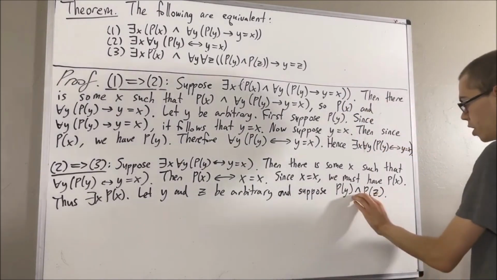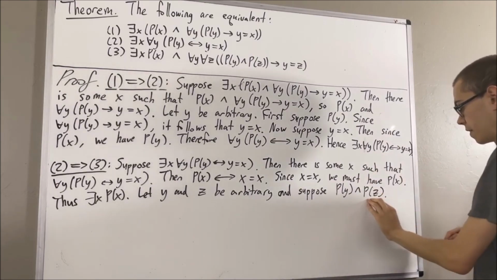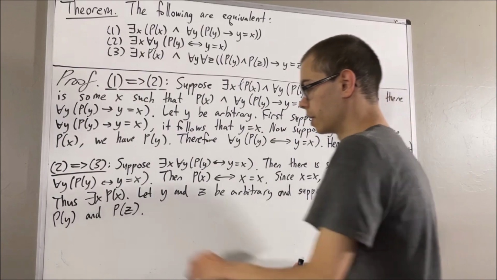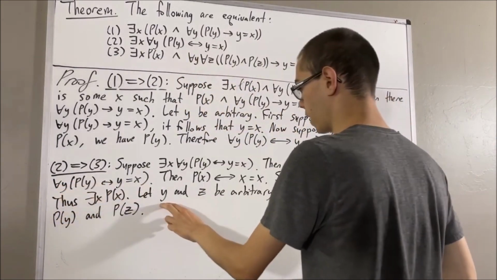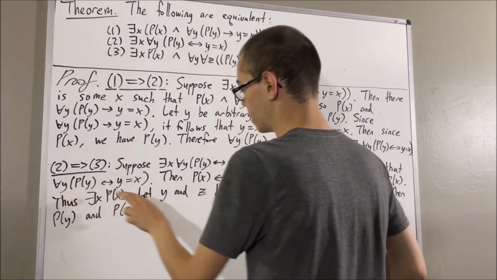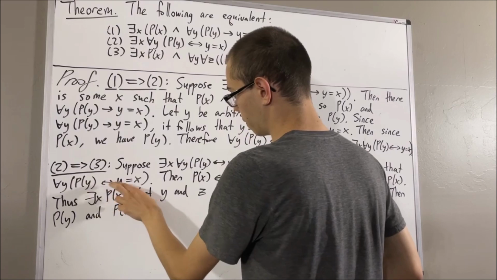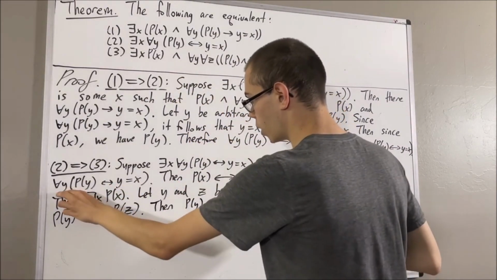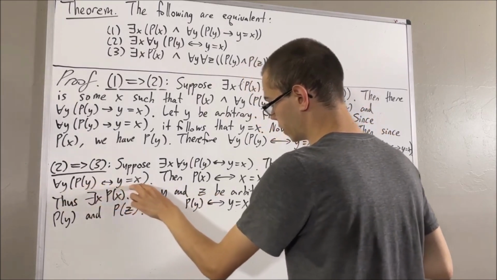Well, we can break up this conjunction into two parts. We have that p of y is true, and we also have that p of z is true. But now, since this statement works for every object, it must work for our object y. So if we take y and substitute it for the y we have here, we have that p of y is true if and only if y is equal to x. And similarly, we can take the y here and substitute it for z, and we have that p of z is true if and only if z is equal to x.